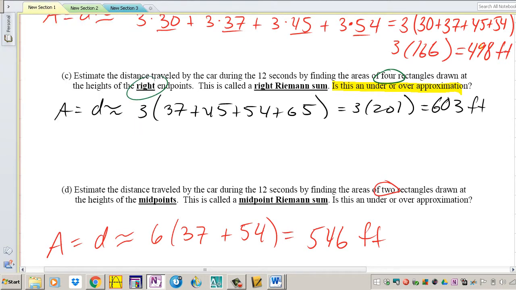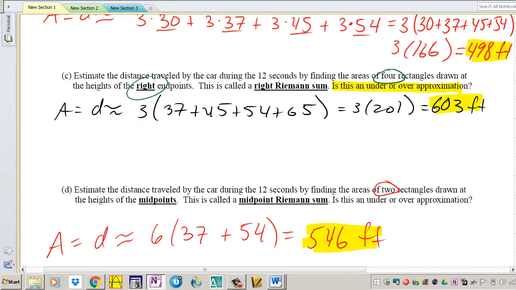The first answer, we got an under approximated answer. The second was an over approximated, and this looks like to be something in between. And midpoint seems to be more accurate. As you can tell, there was a lot less error compared to the other two Riemann sums.